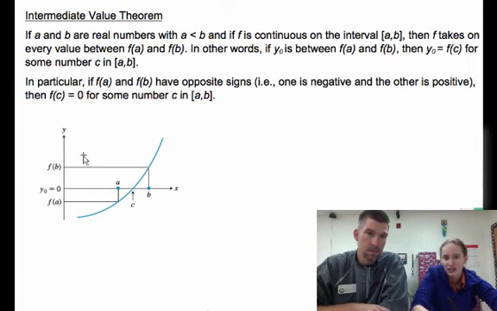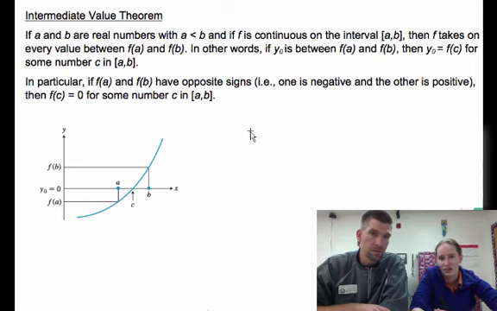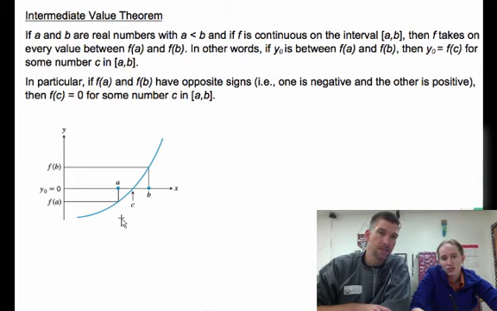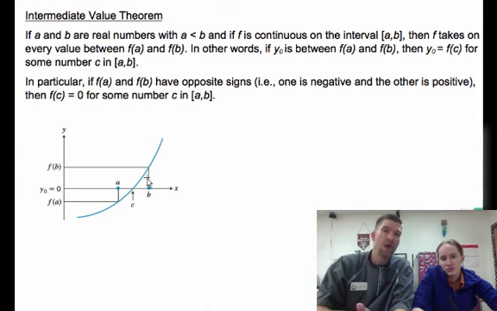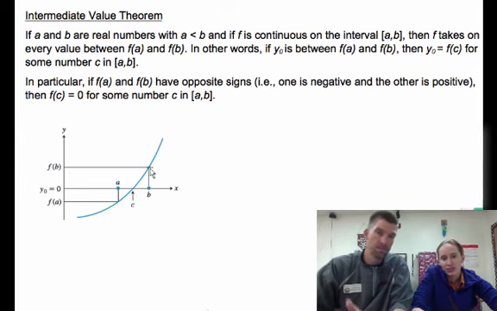F of A is the Y value at A. F of B is the Y value at B. So, in other words, if Y naught is between F of A and F of B, then Y naught equals F of C for some number C in A to B. So that's the part where I think it gets confusing. It's really fancy stuff in there, but basically what we're saying is if you take one X value to start and one X value to stop, you will get a Y value for every X value in between, because it's a continuous function.